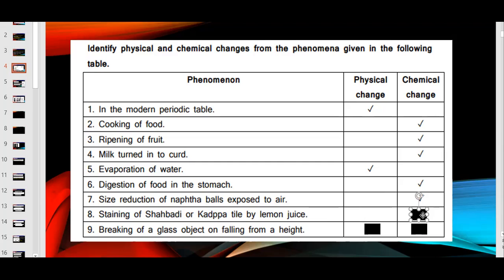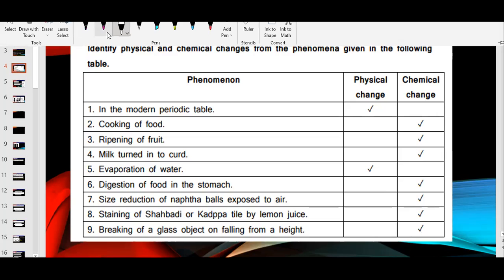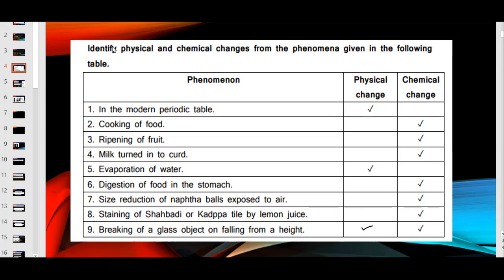There is chemical change. Breaking of glass object on falling from a height. Obviously, it will be glass only when it is falling on the ground. Correct. So what do you think the answer will be? It's not a chemical change. Do you think it is a chemical change, breaking of a glass object on falling from a height? It is not a chemical change. It is a physical change. Okay. Fine.